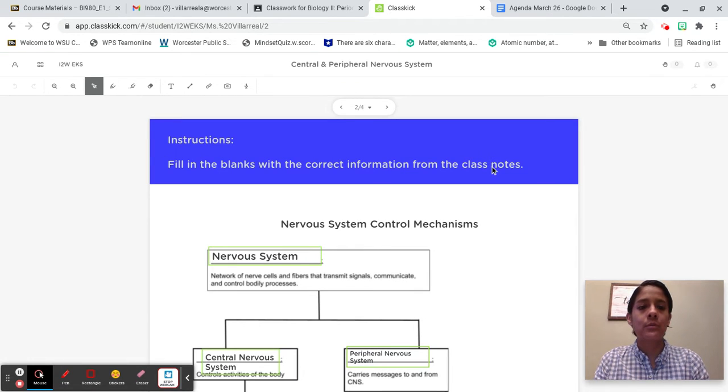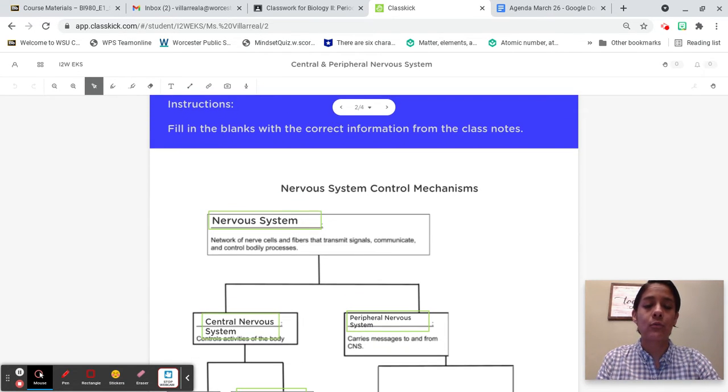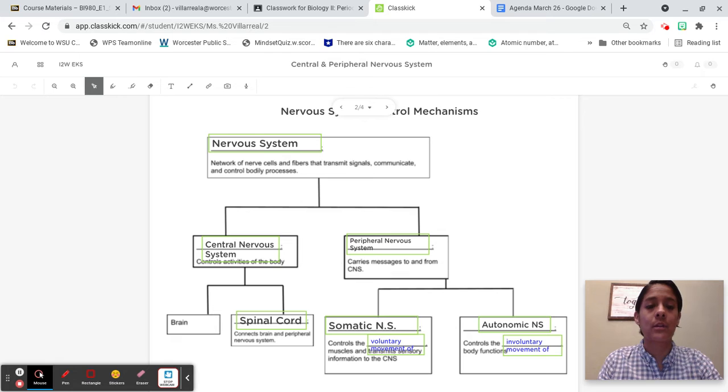So slide 2, instructions, fill in the blanks with the correct information from the class notes. I did already fill these in here because we went over this in class. These were from our notes on the Google slides. So up top we have nervous system, network of nerve cells and fibers that transmit signals, communicate and control bodily processes. That branches off into 2 different systems.